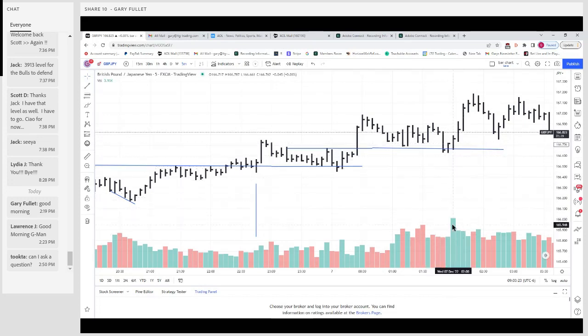This is bag holding. Look. This one right here. Look. Steady volume, small range, okay? No supply. Not a supply bar. It's a retest.